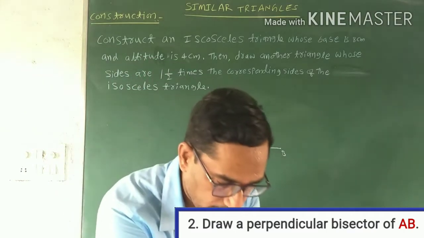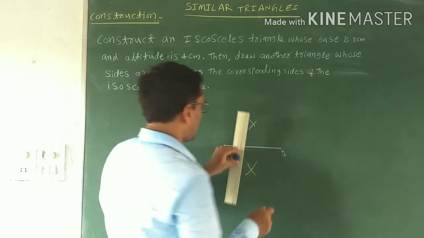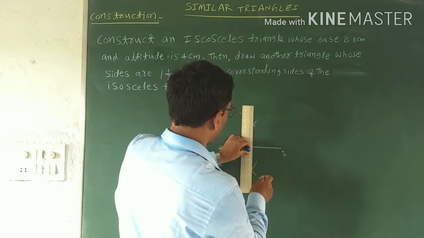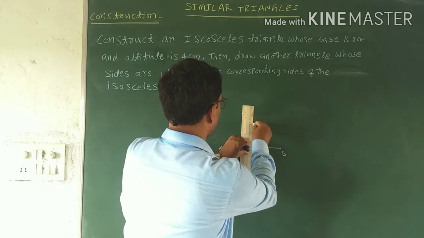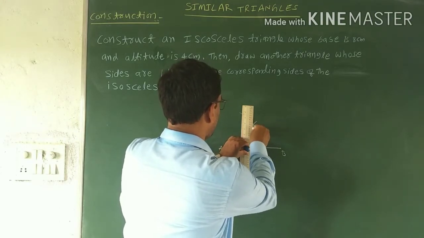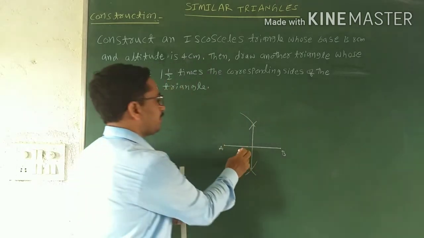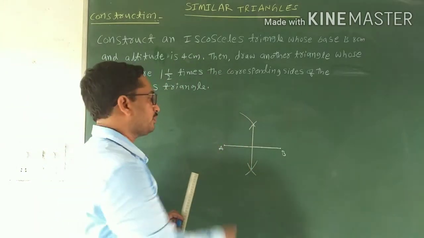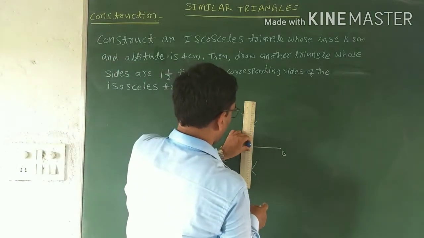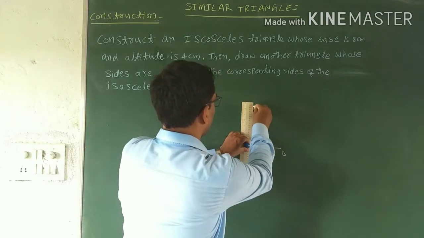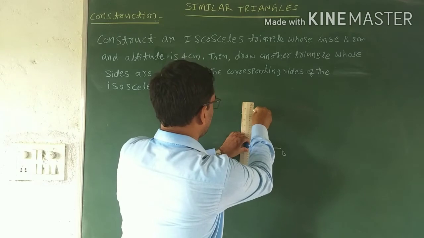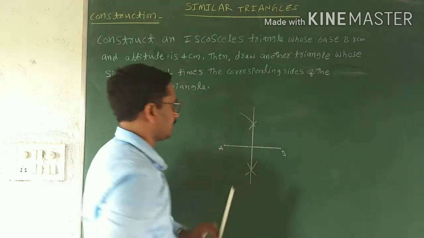So join the point of intersection of these two arcs, which is the perpendicular bisector of the line segment AB. We can also extend this, like this.